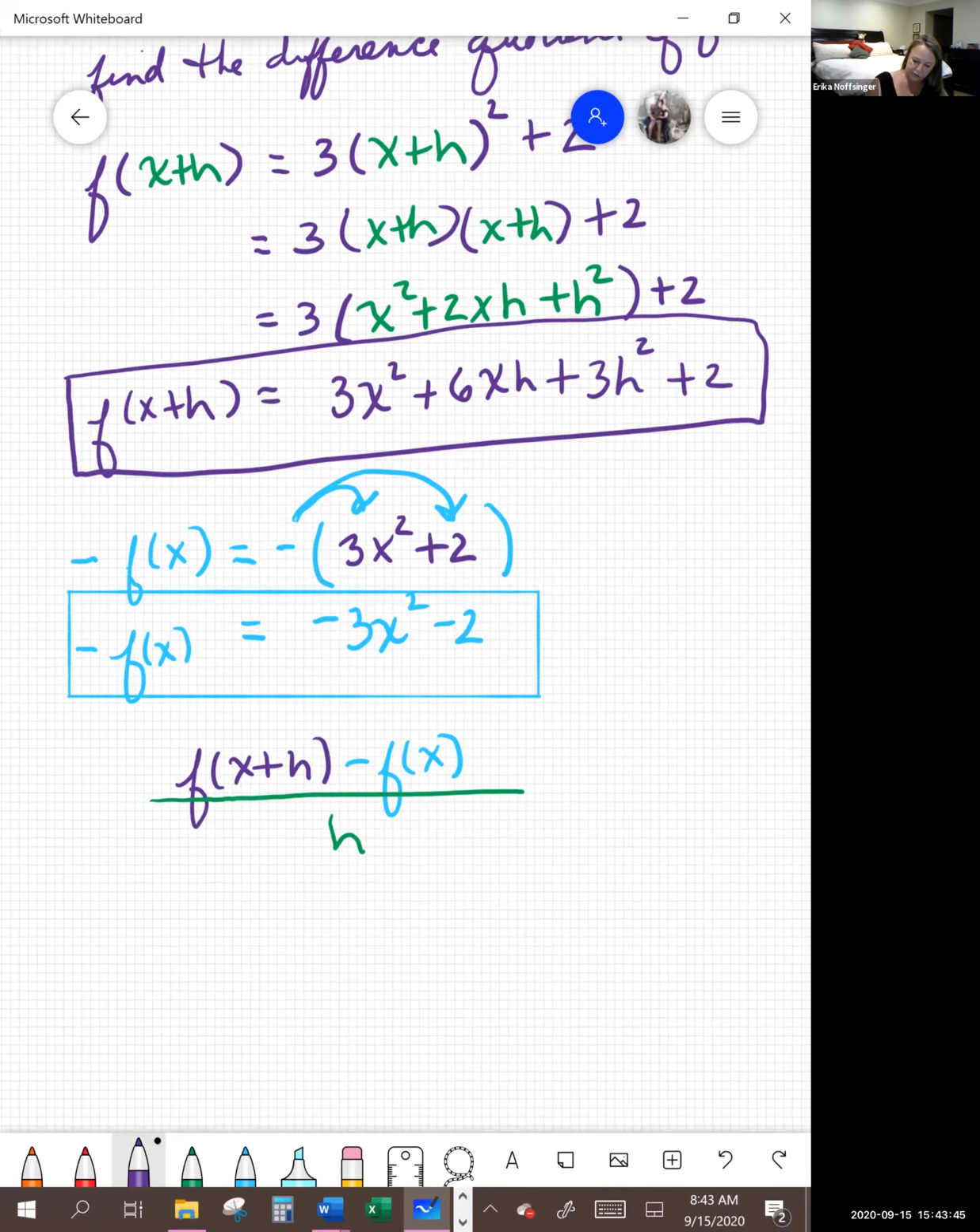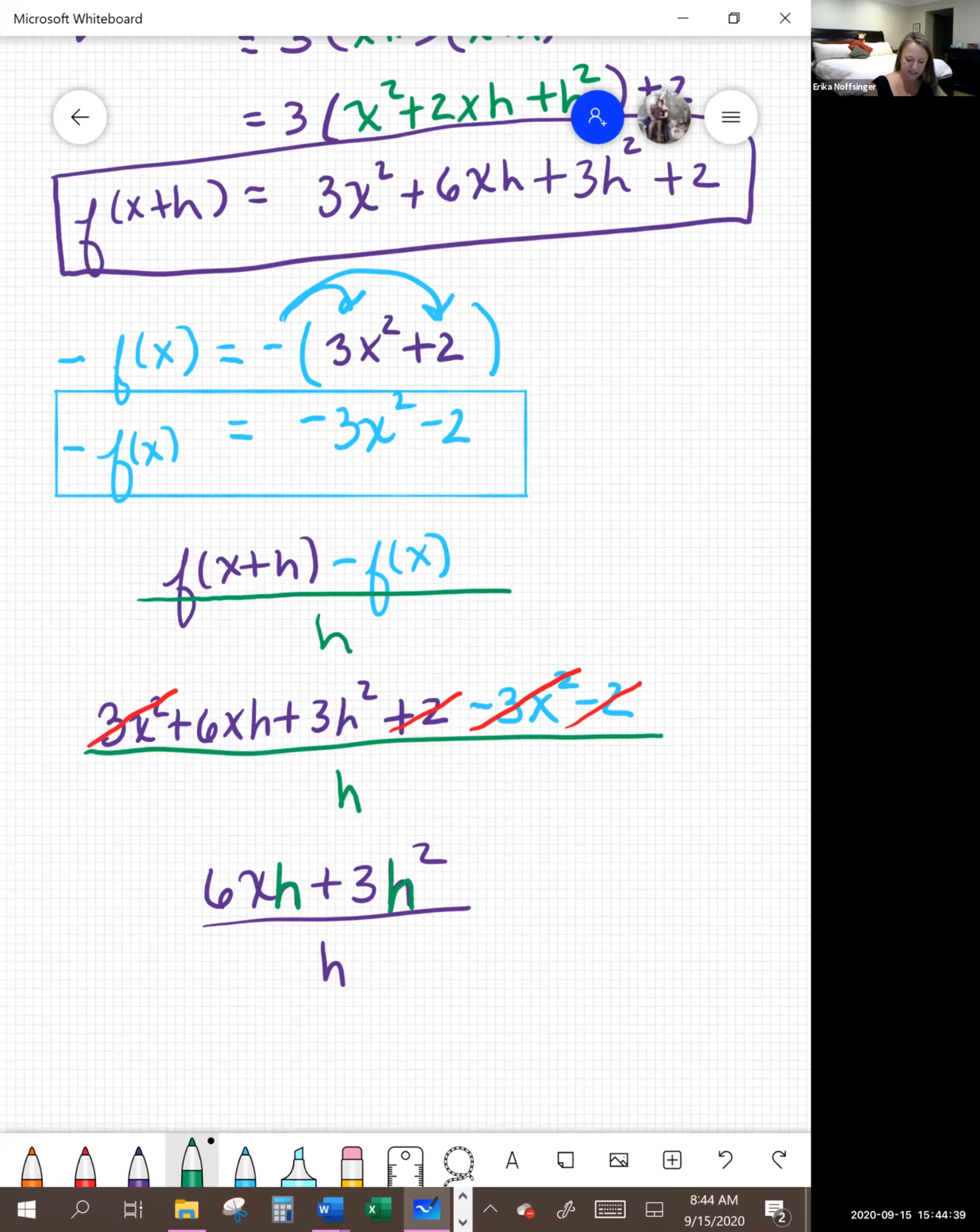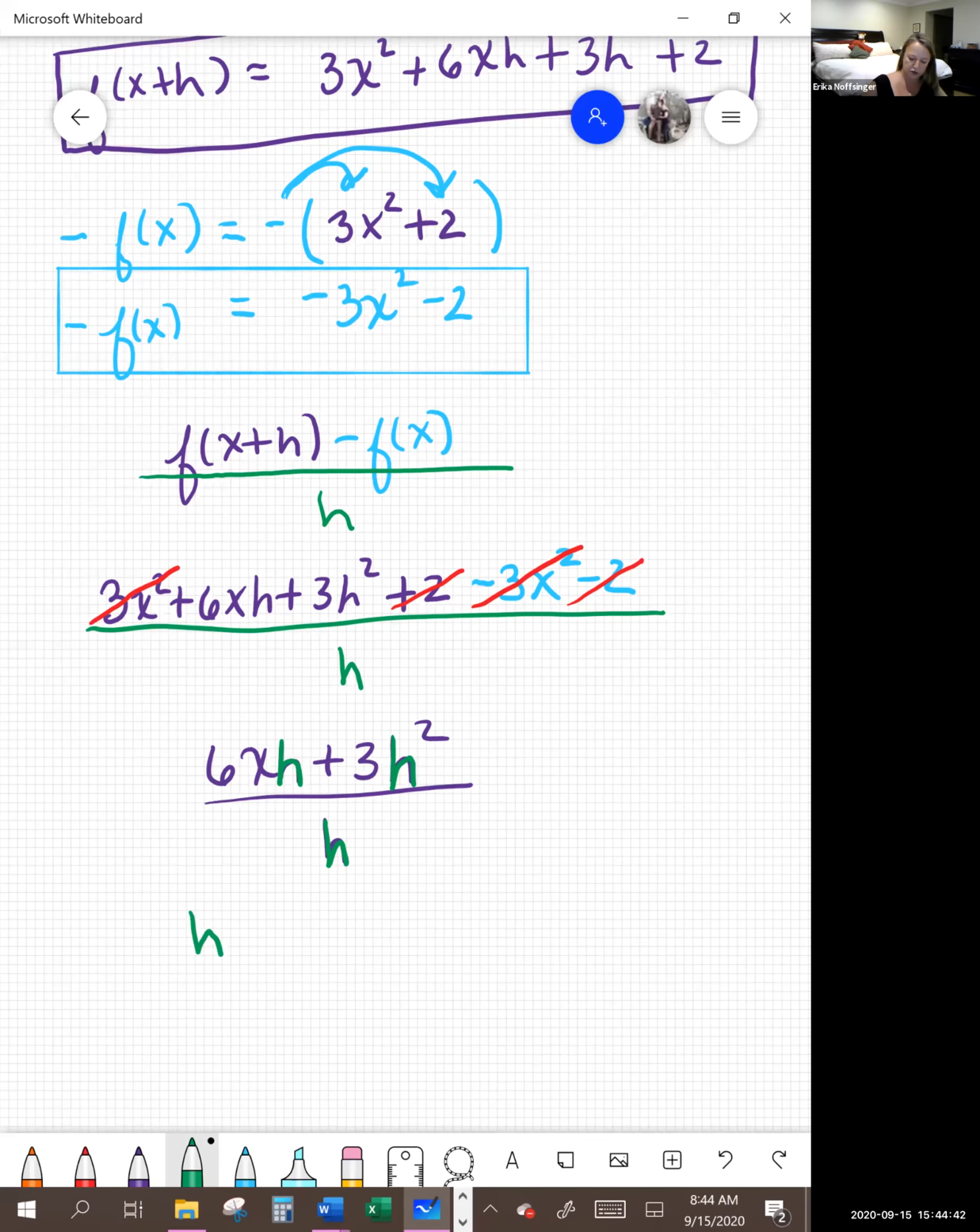Combine my terms. Notice you have a 3x squared minus a 3x squared. Those go away. We have a positive 2 minus a 2. Those cancel out. So really all we're left with in the numerator is 6xh plus 3h squared all over h. But I see I have 2 terms in the numerator that have an h in it, so I could actually factor that out of those 2 terms. That would leave me with 6x plus 3h all over h. Things actually simplify further where the h's cancel in the numerator and denominator, and you're left with just 6x plus 3h.